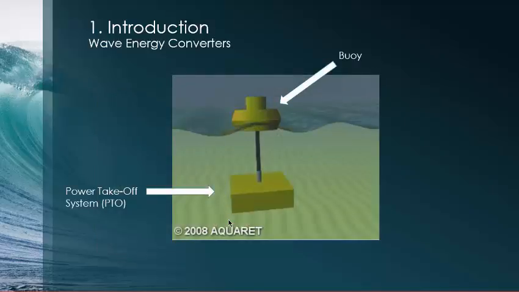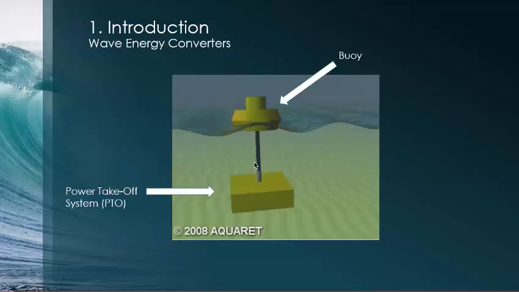The device that we are actually interested in is this one, the point absorber type. It consists of a floater or buoy which moves up and down with the wave and drives a system called the PTO, the power takeoff system. The buoy is connected to the PTO via a wire or shaft. The PTO simply converts the up and down motion into useful energy to drive a generator. PTOs can be direct drive or hydraulic, depending on the situation.